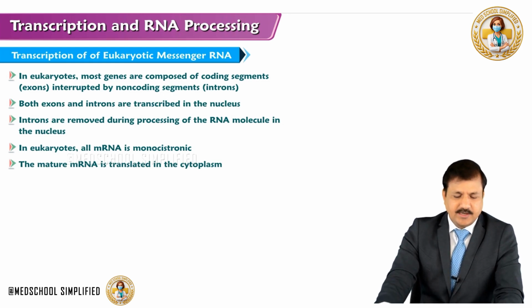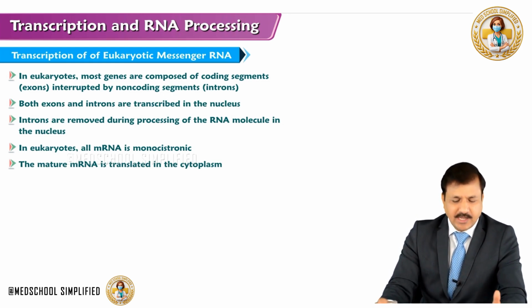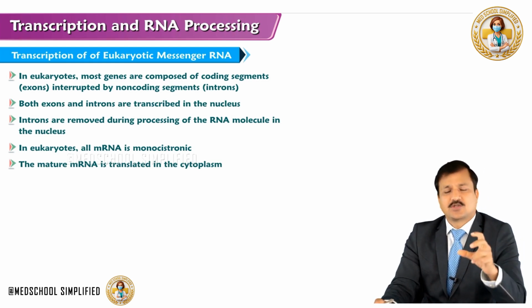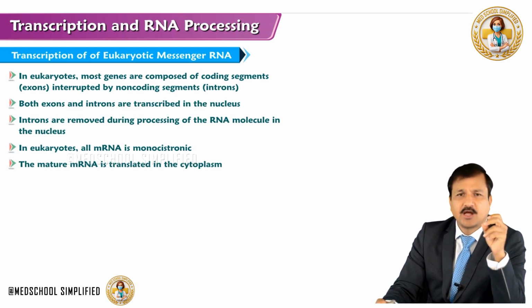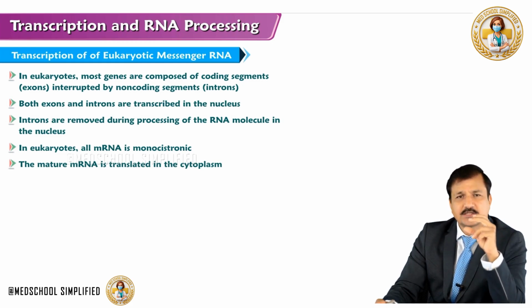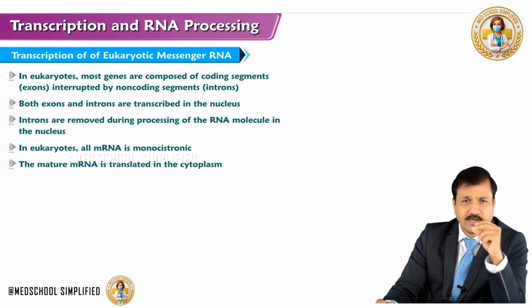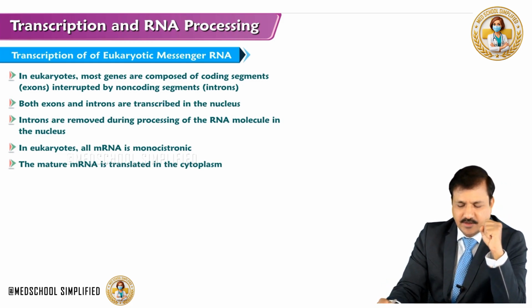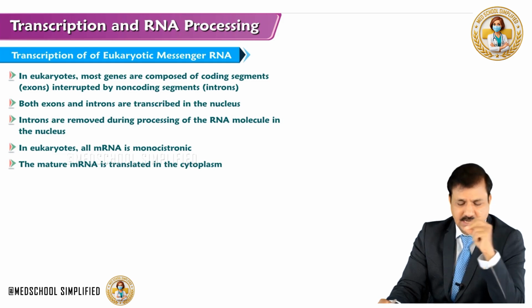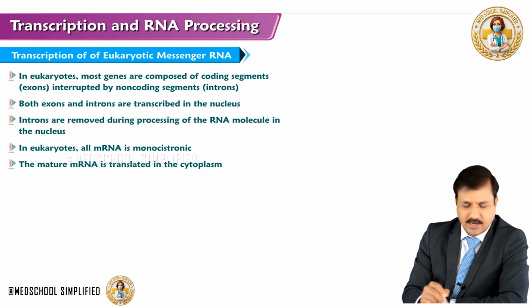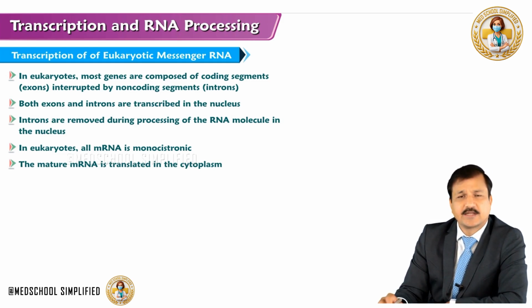So, the summary here is, in eukaryotes, most genes are composed of coding segments, that is exons, interrupted by non-coding segments, introns. Both exons and introns are transcribed in the nucleus. Introns are removed during the processing of the RNA molecule in the nucleus, and in eukaryotes, all mRNA is monocistronic and mature mRNA is translated in the cytoplasm.